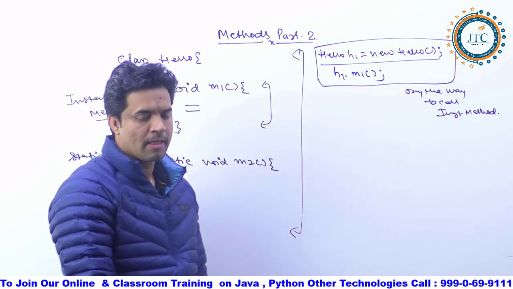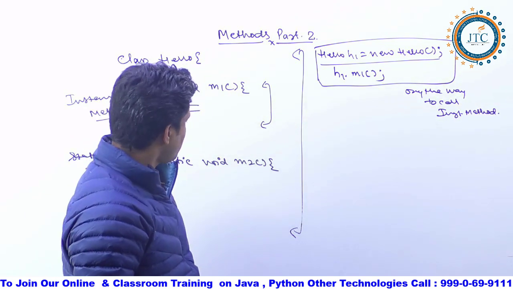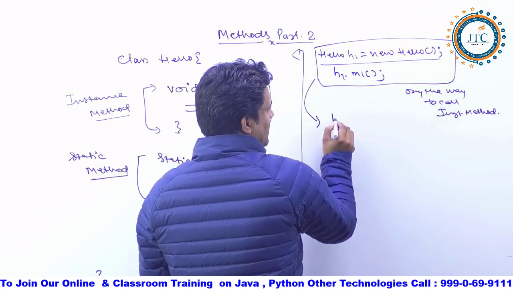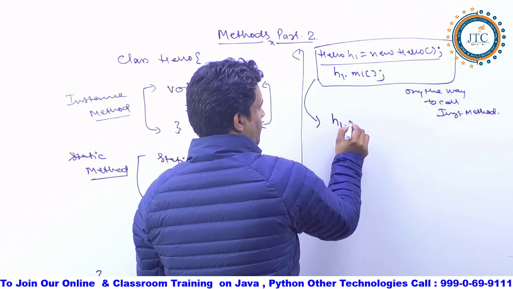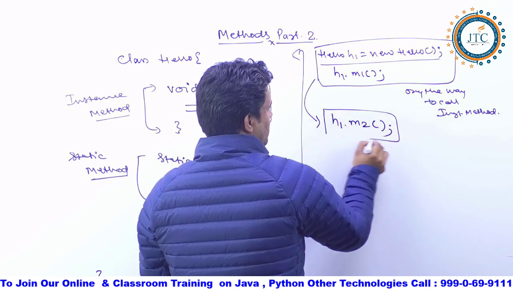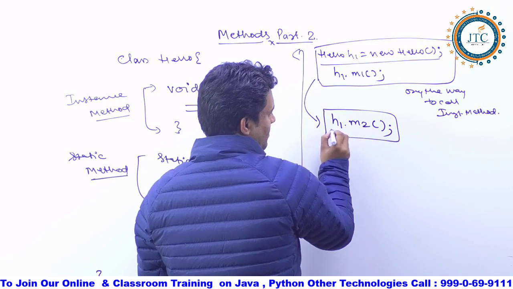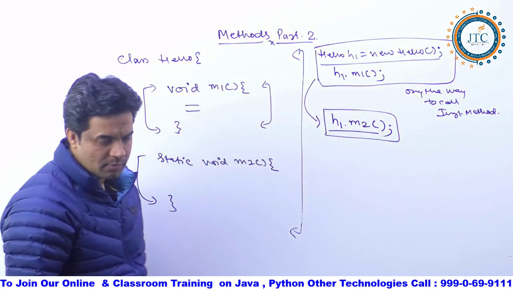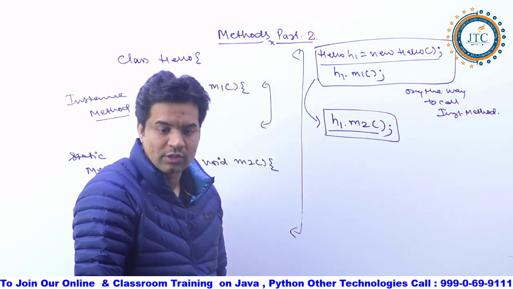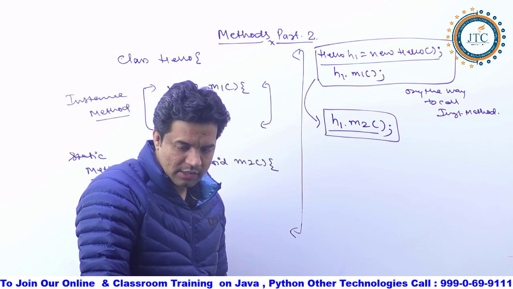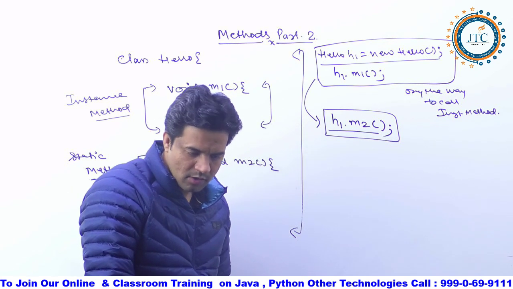Is it okay? Now again, if it is a static method, we can definitely call the static method in this form also. h1.m2 method can also be called here. The static method can also be called with the reference variable which contains the corresponding class object reference. Guys, are you getting all these things? Are you understanding it? Okay.